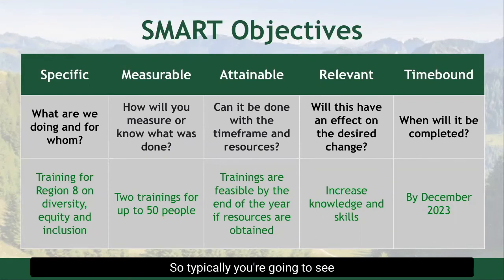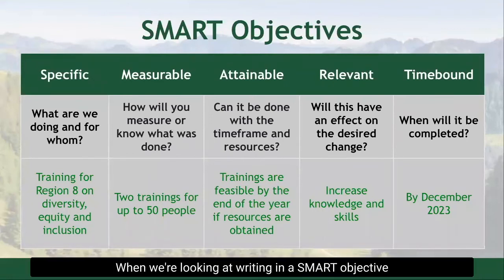So typically you're going to see something that stands for SMART. S oftentimes stands for specific, but some people also use the word strategic. M, we've always seen it be measurable. A can mean a lot of different things. We like to use attainable, but you can also use ambitious, achievable, or action-oriented. R, we use relevant, but you can also use realistic. And T, we always see it stand for time-bound.